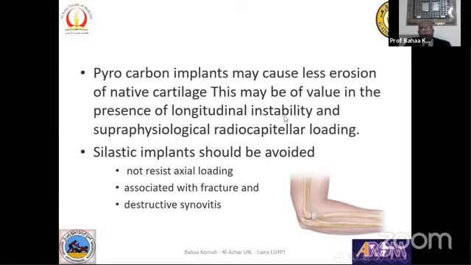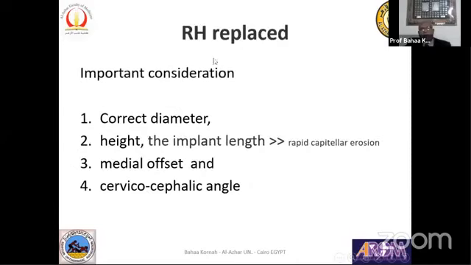This may be of value in the presence of longitudinal instability. But the silastic implant should be avoided because it has no resistance to axial load. It is compressible, associated with fracture, and ended by destructive synovitis of the elbow. What about radial head replacement?